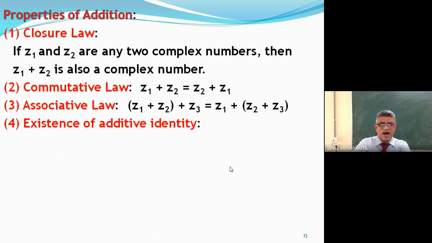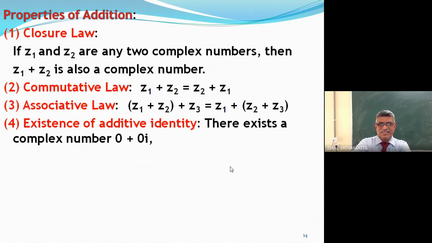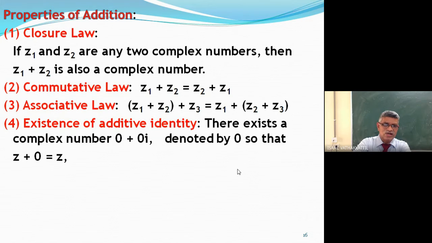Existence of additive identity. In real numbers, we have additive identity. The same way here we have 0 plus 0i. There exists a complex number 0 plus 0i denoted by 0, so that z plus 0 equal to z. Follow that? 0 is a complex number which is written as 0 plus 0i.